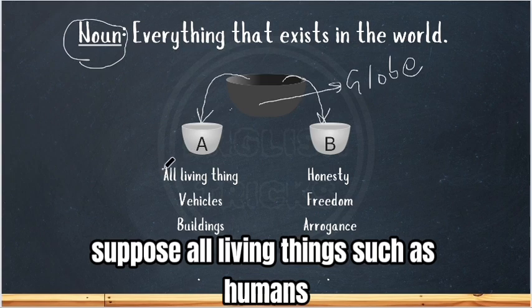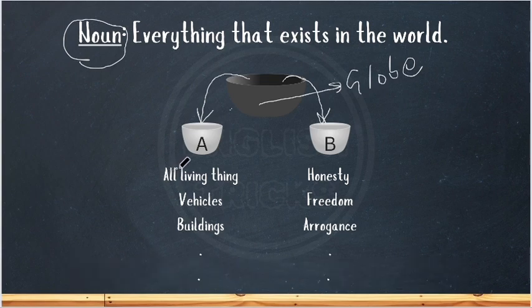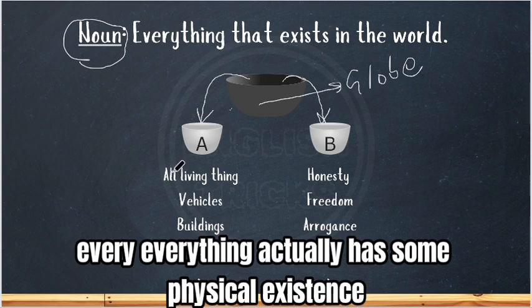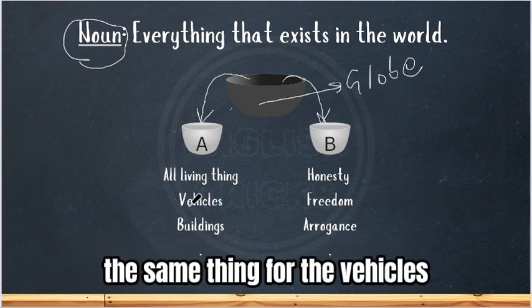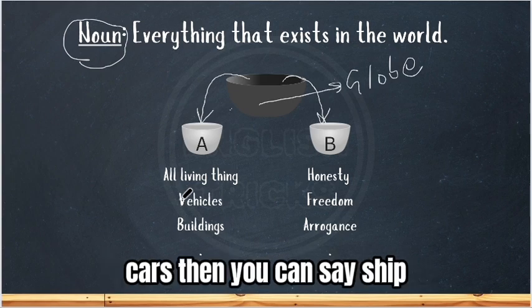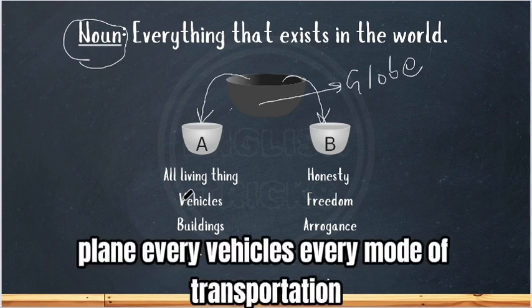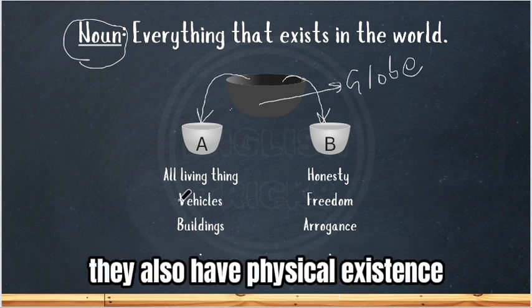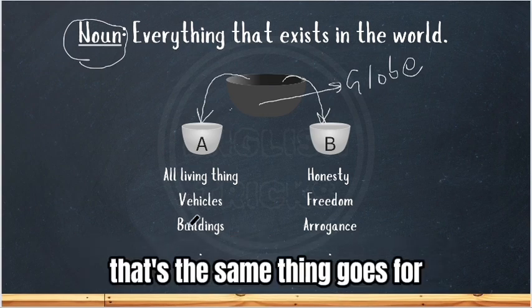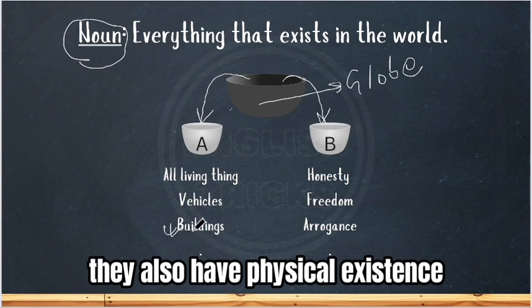Suppose all living things, such as humans, then animals, plants, trees. Everything actually has some physical existence. The same for vehicles, all types of vehicles like bikes, cars, ships, planes. Every vehicle, every mode of transportation also has physical existence. And the same goes for buildings or any other industrial infrastructure. They also have physical existence.